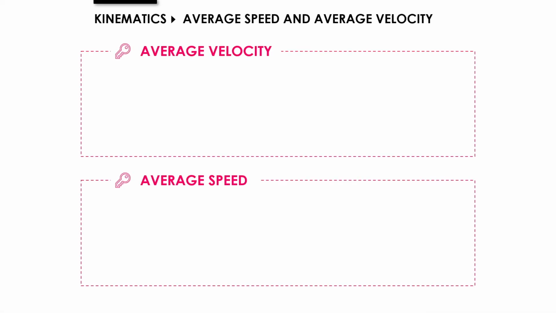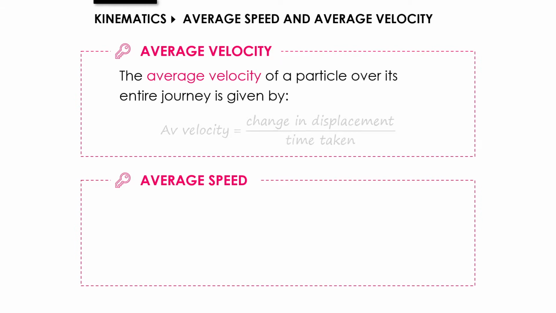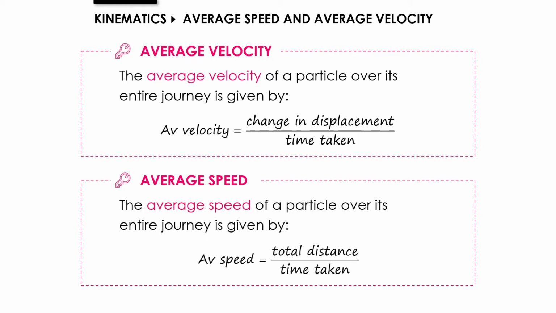Okay, in this example we're going to be looking at average velocity and average speed. Before we do the example though, let's define what we mean by these quantities. So the average velocity we'll define to be the change in displacement divided by the time taken. And average speed we'll define as the total distance divided by the time taken.